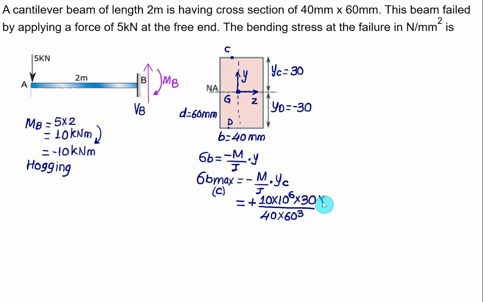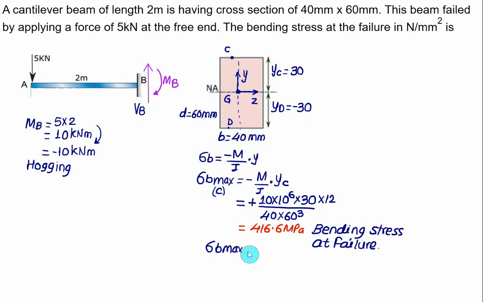12 will shift to the numerator. So this value will come out to be 416.6 megapascal. So this one is the bending stress at failure. The same value of maximum bending stress will be in compression also. So this one is compression, minus 416.6 megapascal. In case of a rectangular section, the tension and compression values are equal in magnitude.